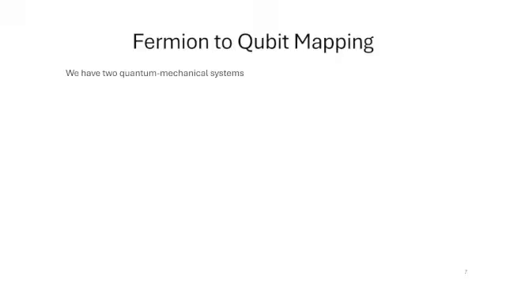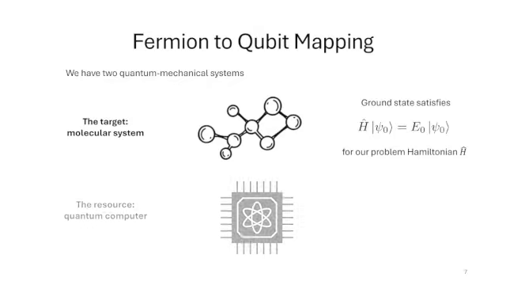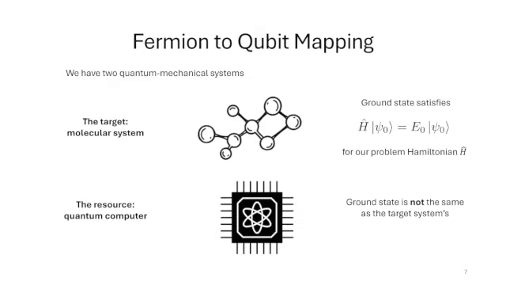Now, the question is, we have two quantum mechanical systems. We have the target, the molecular system, that's what we want to study. It satisfies the Schrödinger equation, and we want to find its ground state. And then we have our resource, which is the quantum computer. So this is what we can actually manipulate, and what we can actually use to perform computation. But the ground state of the quantum computer is not the same as the state of the system we're targeting. They're both quantum mechanical states, but they don't obey the same rules. So how do we represent states of the target system, or a molecule, on the quantum computer?